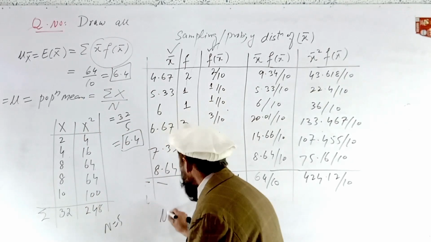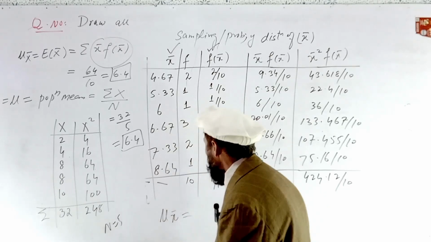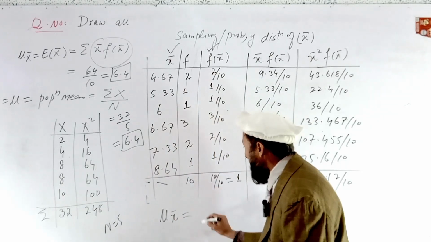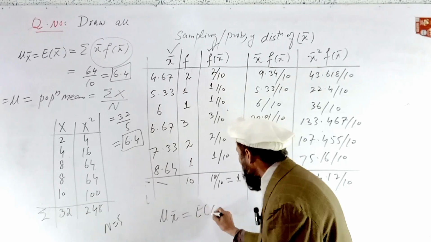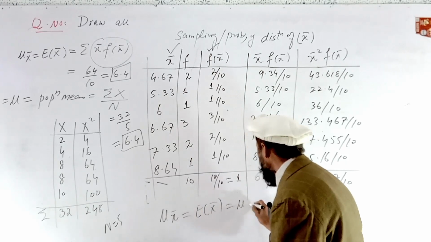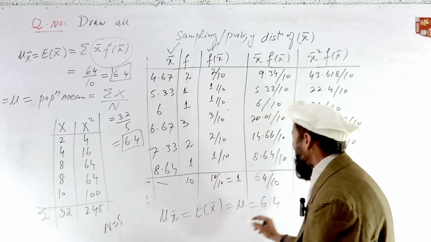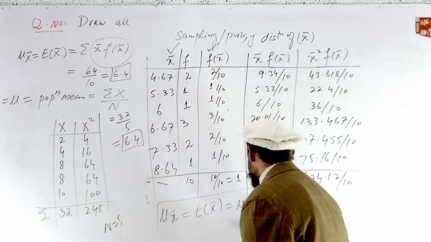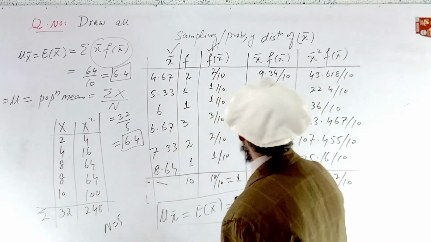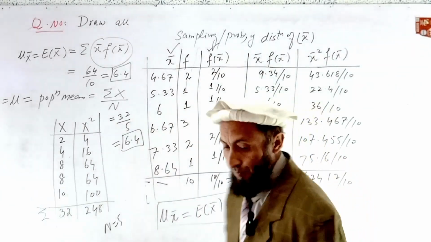That means the expected value of the sample mean, that is called the mean of the sample mean, so the expected value of x bar is equal to the mean, 6.4. Both results are the same. Now we want to check the property of the variance.